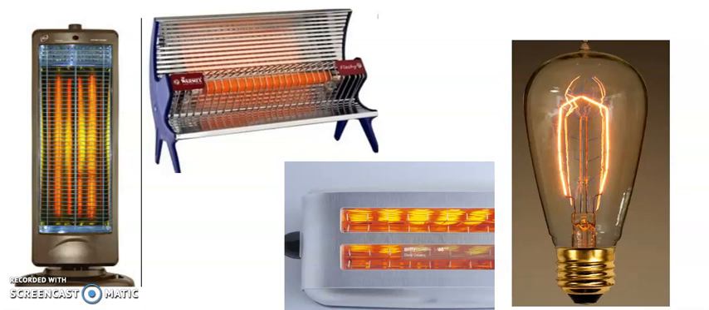Hello everyone. As you can see here in the picture, there are different electrical appliances. Like these two are known as the electric room heaters. This is the electric toaster and it's a bulb. In all these three to four pictures that you can see these red hot wires, right?